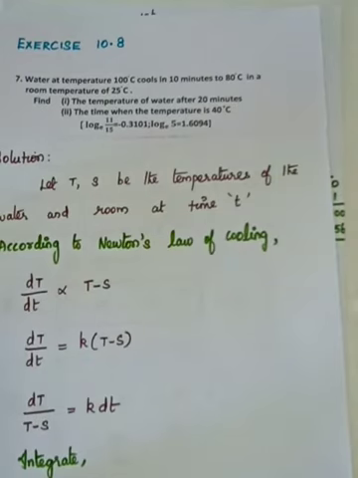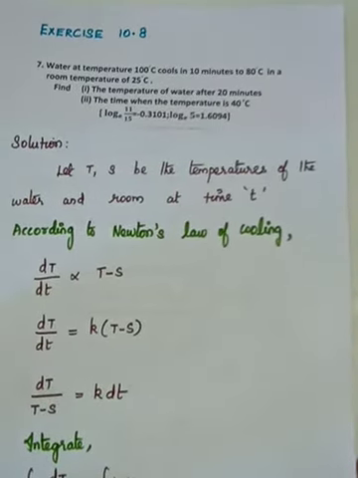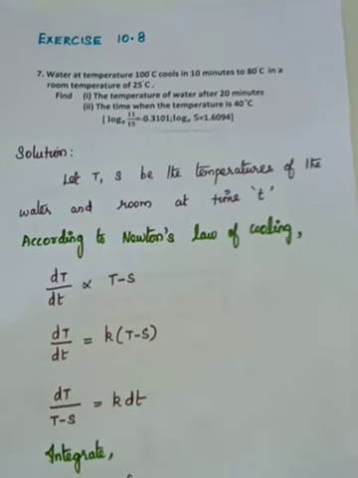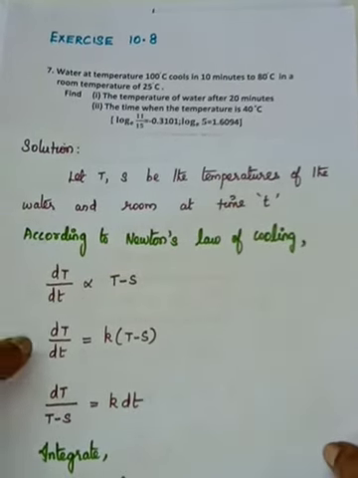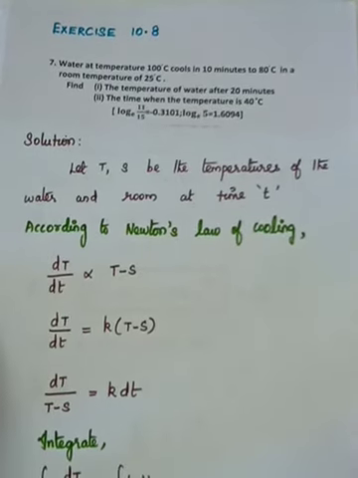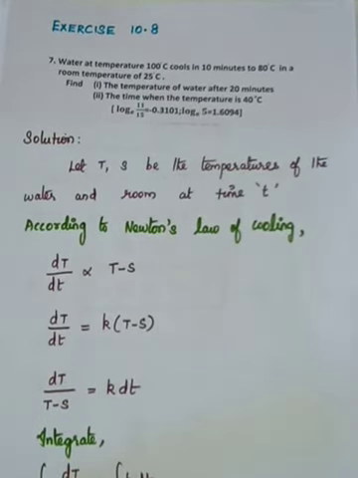Okay, so we'll come to the 7th problem, exercise 10.8, 7th problem. You see that water at temperature 100 degrees Celsius cools in 10 minutes to 80 degrees Celsius in a room temperature of 25 degrees Celsius. Find, first subdivision, the temperature of water after 20 minutes. Second one, the time when the temperature is 40 degrees Celsius, and the log value is given to you here.